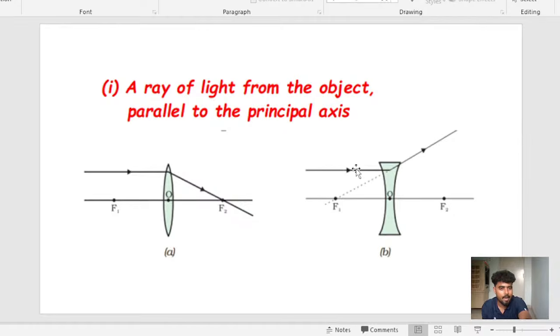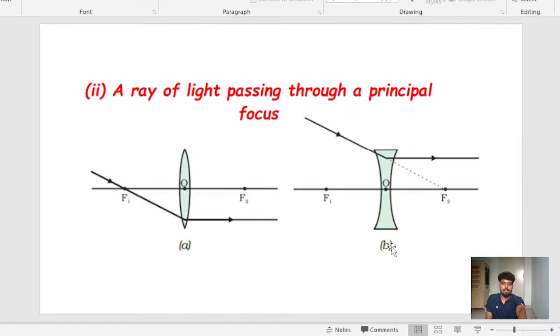The same will be happening in the concave lens. Okay, the next ray diagram. What is the next rule of the ray diagram? Opposite to the first ray diagram is the second. When a ray of light falls on the focus, it comes back as a parallel line. Easy, right?